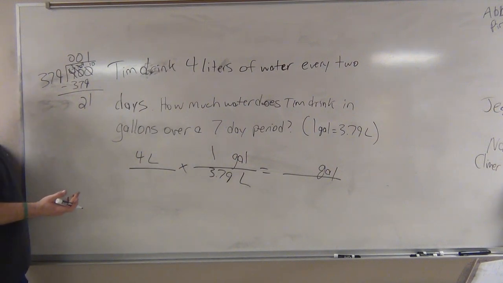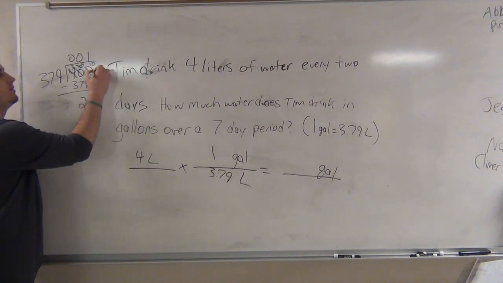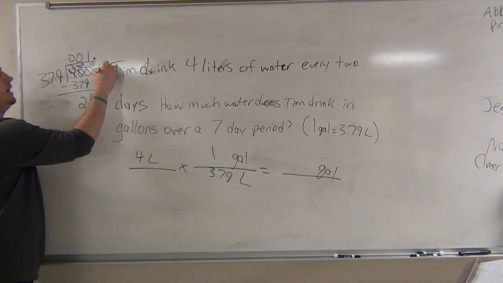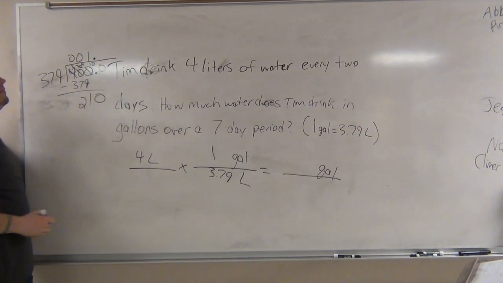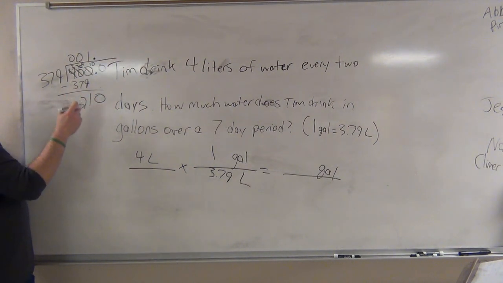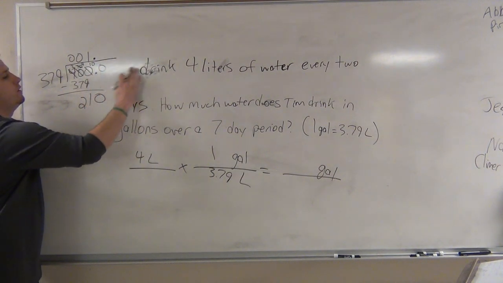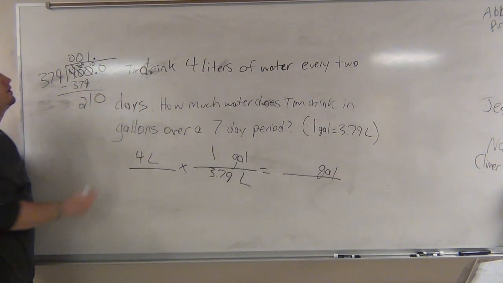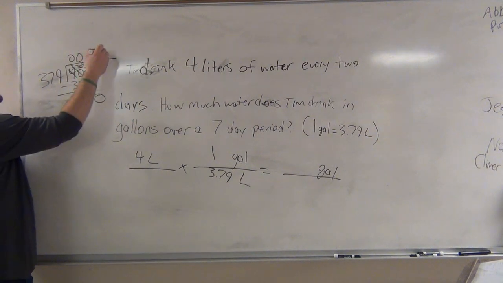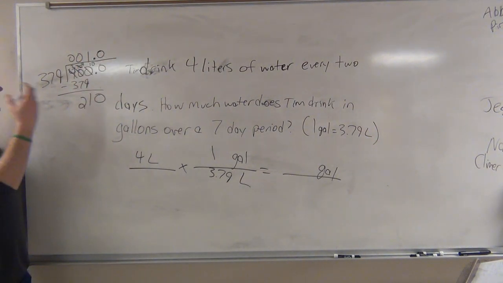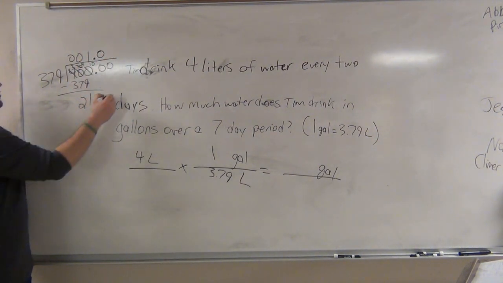What do I have to do now? Well, to keep the process going, I need a decimal. Got to bring it up, add my 0, drop it down. 379 does not fit into 210. Alright, so I'll put a 0 when it doesn't fit. I do that every time. Put another 0 so I can drop it down.